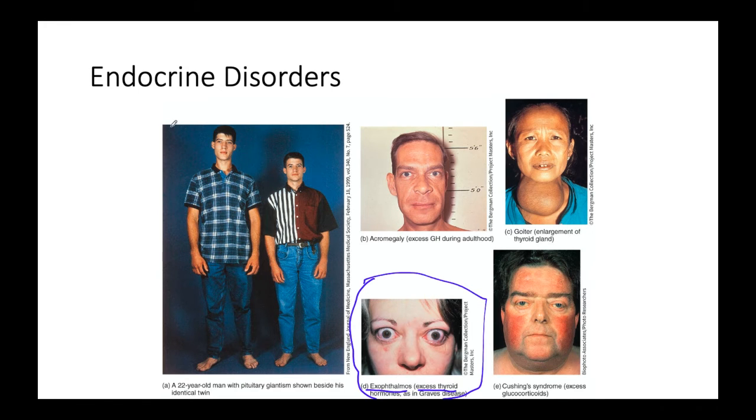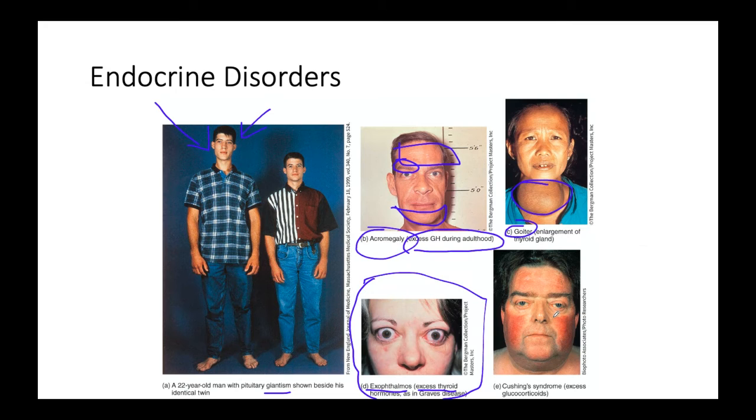Okay? When we have an excessive amount of growth hormone, we can get something called giantism when it happens in a younger person. When it happens in an older person, we call it acromegaly. That's when the eyebrow becomes real thick, the forehead becomes very Neanderthal-like, and the jawline protrudes and becomes very thick. So excess growth hormone during adulthood is acromegaly, but excess growth hormone in adolescence is giantism. A goiter is when we have an enlargement of the thyroid gland. That's called a goiter.